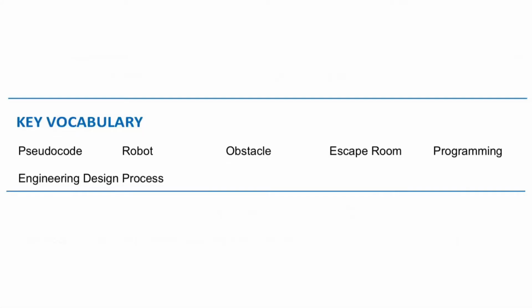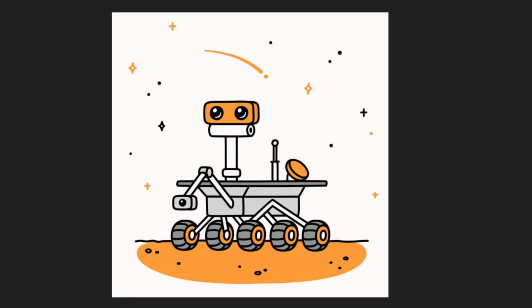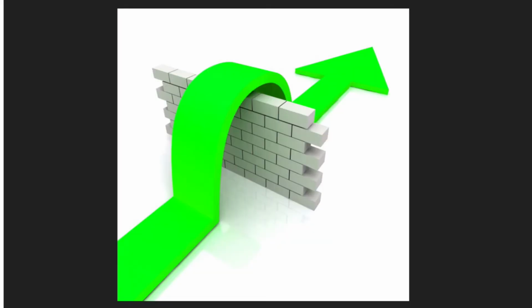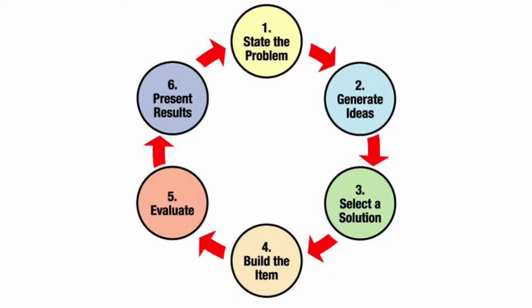Here are some words you'll use throughout your lesson. Pseudocode is a code that uses everyday words. A robot is a device that accomplishes a task as told by its code. An obstacle is a problem you can solve. An escape room is an activity where people are in a room with puzzles to solve to get out. Programming is how you tell a robot to do something. The engineering design process is a cycle of steps that involves coming up with ideas and improving them.